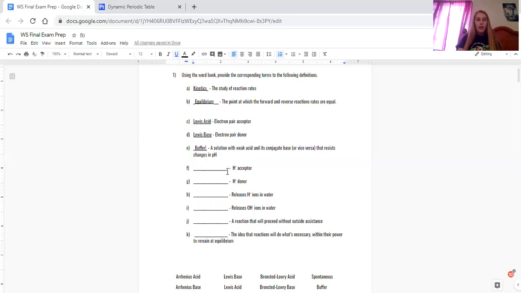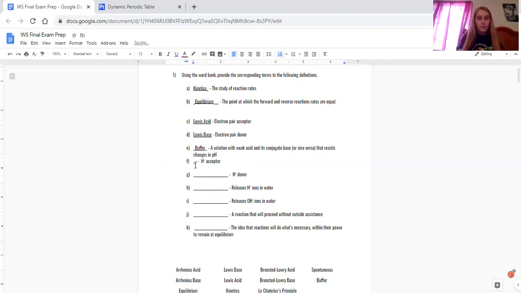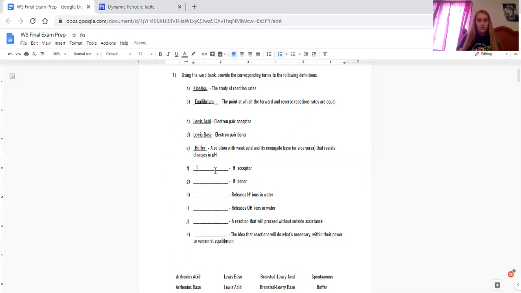And what is a hydrogen ion acceptor? That's going to be our Bronsted-Lowry base. And our hydrogen donor is going to be our Bronsted-Lowry acid.